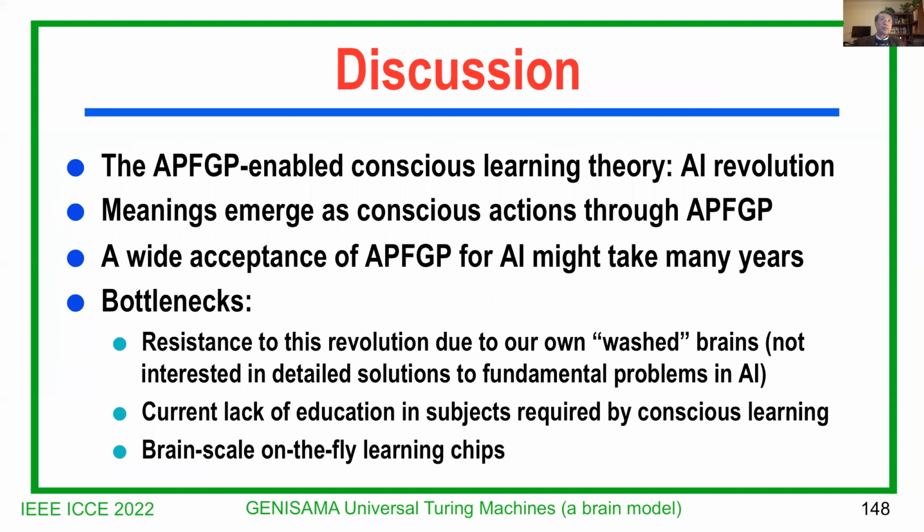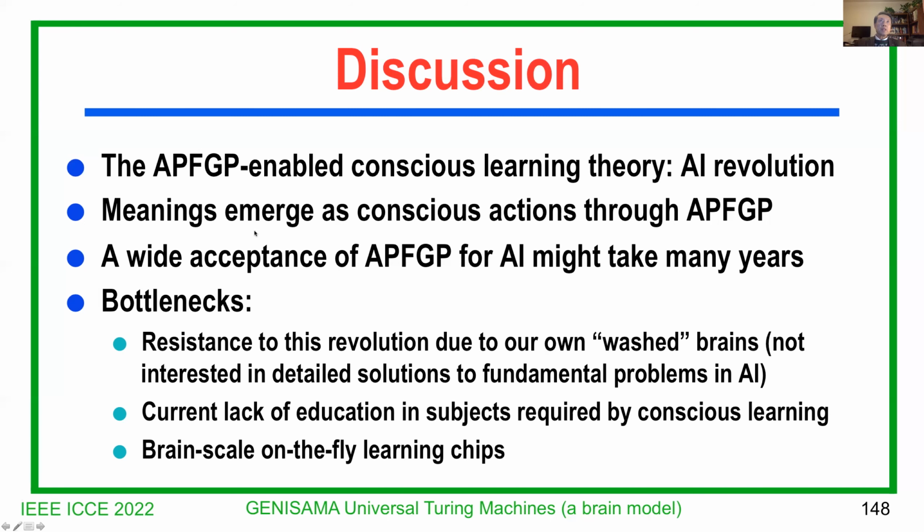Discussion. The APFGP enabled conscious learning theory, and I think it's an AI revolution that goes beyond the current limitation of AI using post-selection, where the data are inflated and give you the illusion of high performance. But if you have new data, I expect the performance to be a lot worse, because neural networks using data fitting do not generalize well and do not have any mechanism of abstraction and invariance.